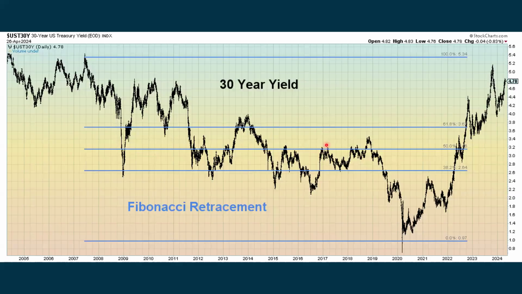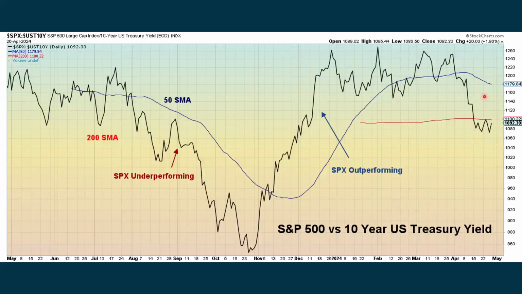Here's the 30-year yield, which continues to go up as well. And then we look at the S&P 500 and compare it with the 10-year yield, where the S&P had been outperforming, even though it's going sideways. It's been in an uptrend, but lately, as stocks have been under pressure, we've been seeing this coming down.